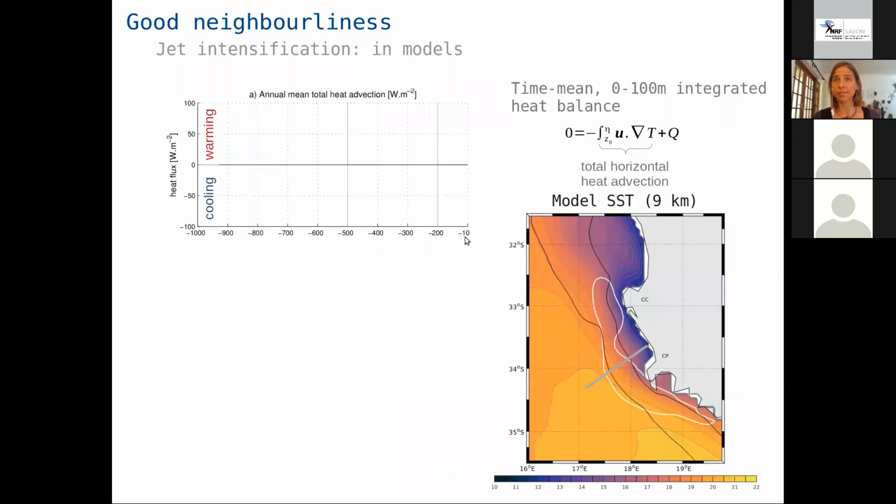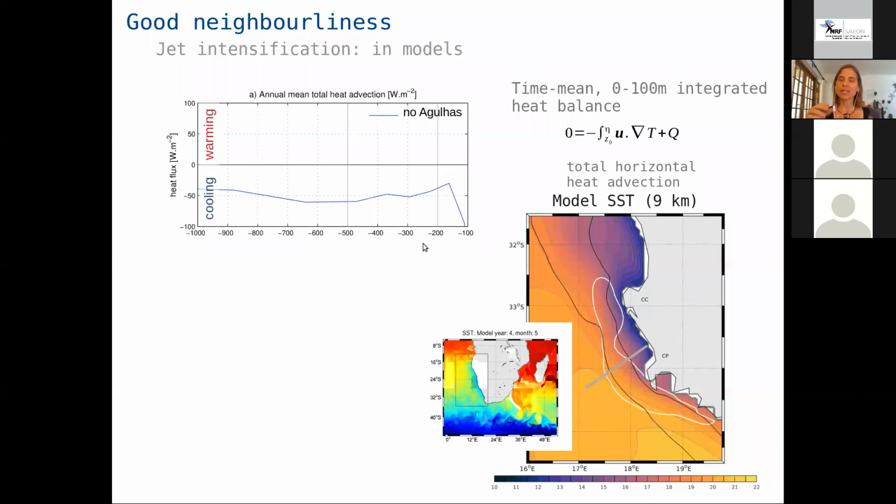So here's my graph. Our x-axis is ocean depths. Here's our 200 and 500 meter isobaths. This is where we expect our jet to reside. On the y-axis, we have heat flux. Positive values refer to warming, negative values cooling. So I'm going to start with a baseline of no Agulhas.